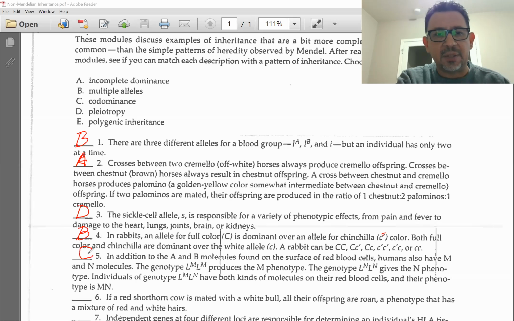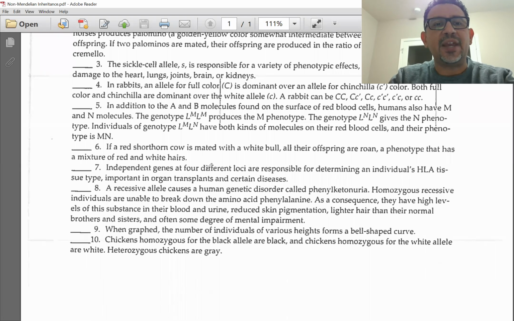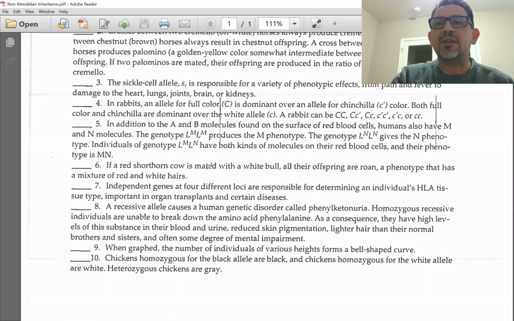No one allele is dominant over the other. I'm going to clear all of these drawings, and I'm going to scroll so we can see the remaining scenarios that we have and continue with my annotations. Okay, scenario number 6. Watch this one.